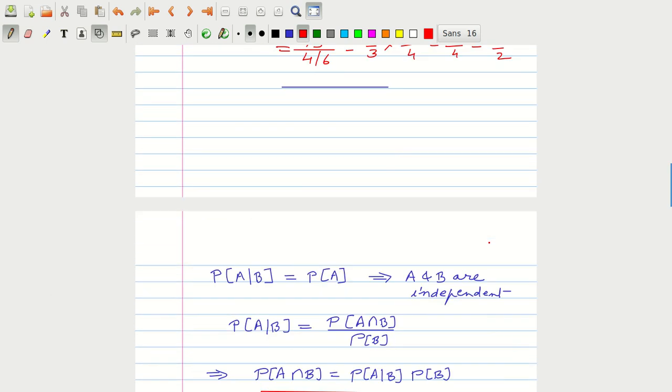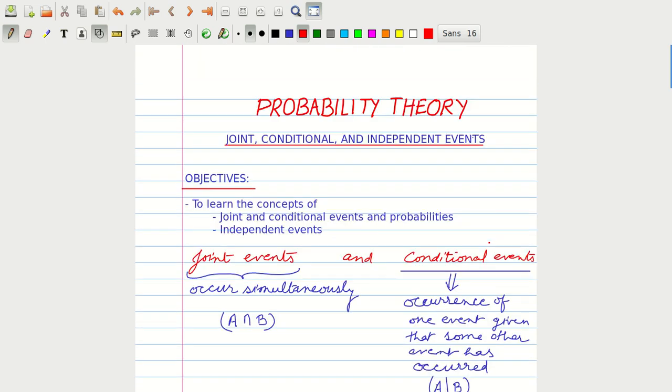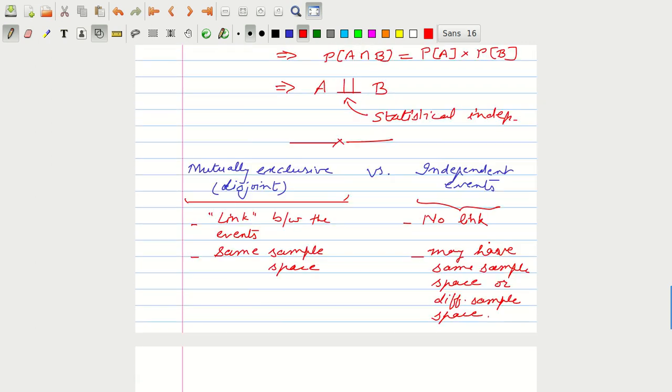So in this module, we looked at three very important notions of joint, conditional, and independent events: the joint and conditional probabilities and their relation, and finally we distinguished between the mutually exclusive events and the independent events.